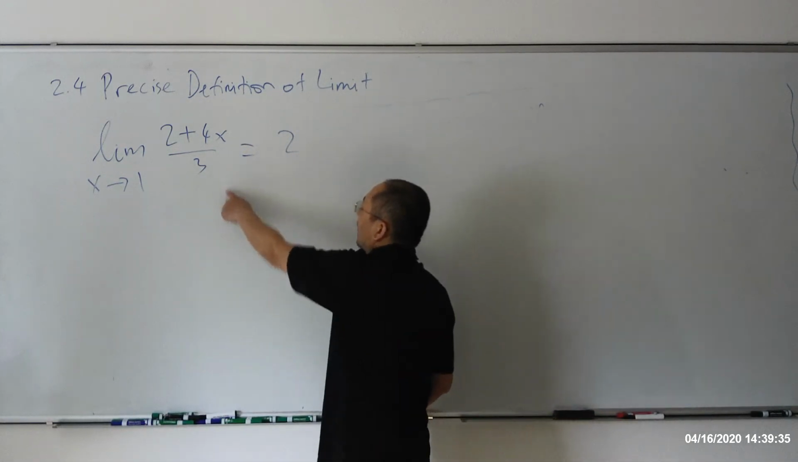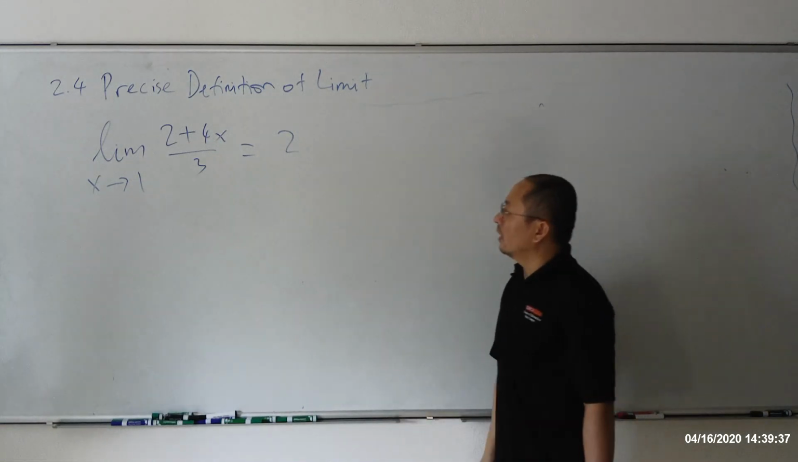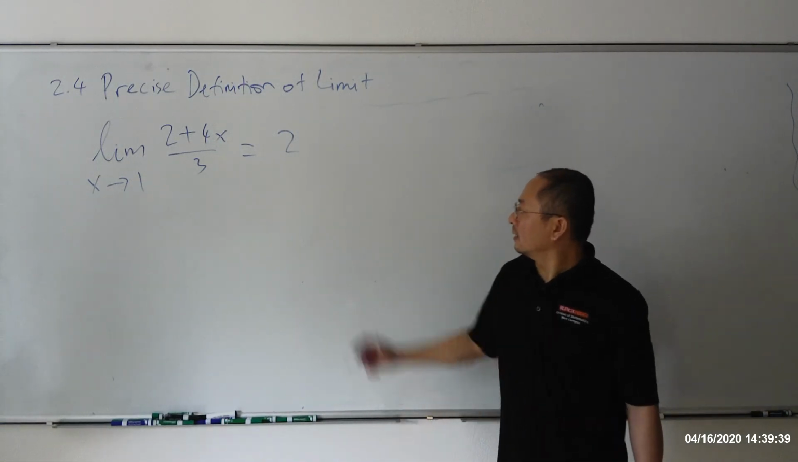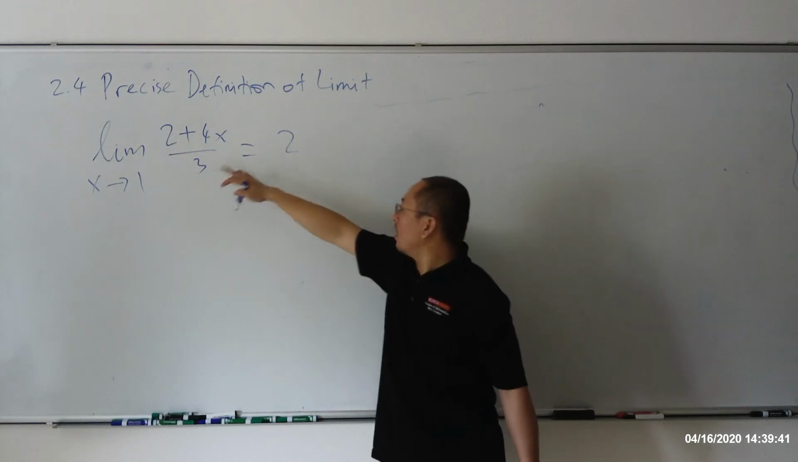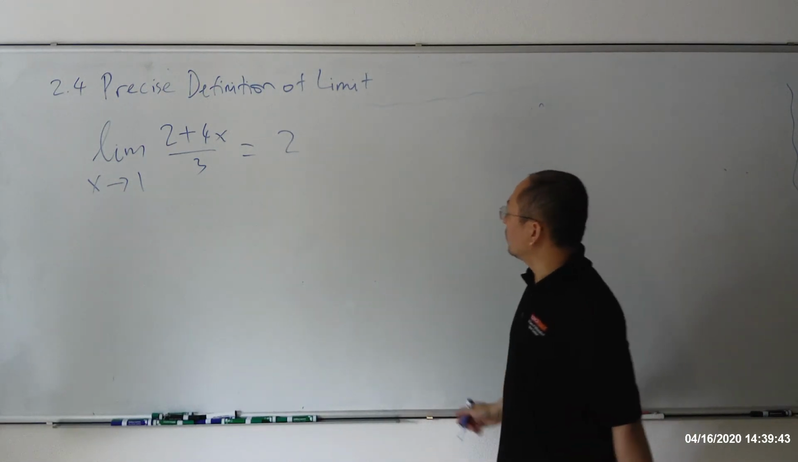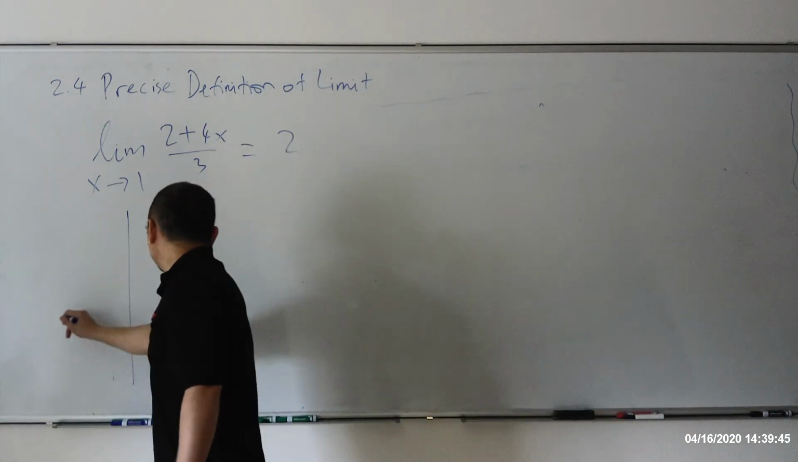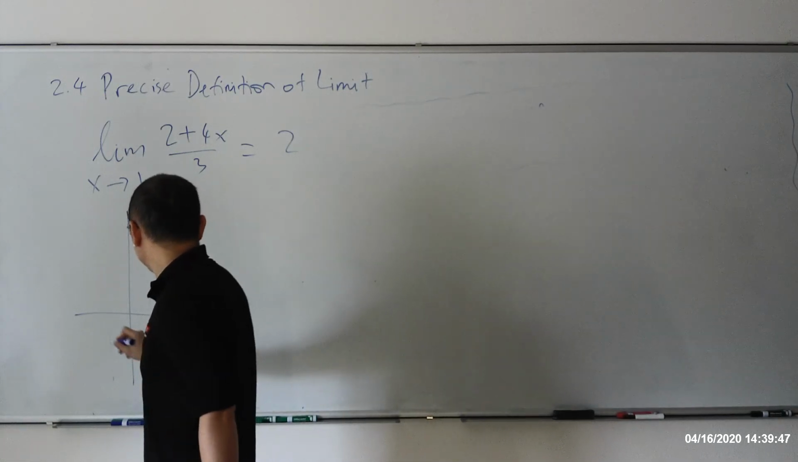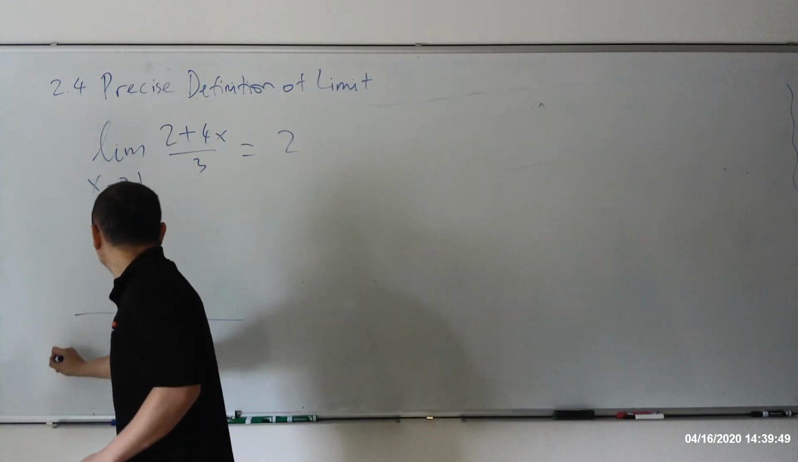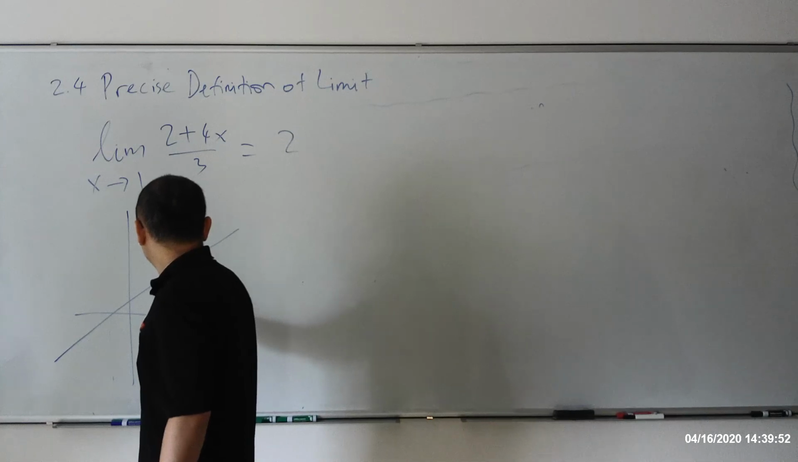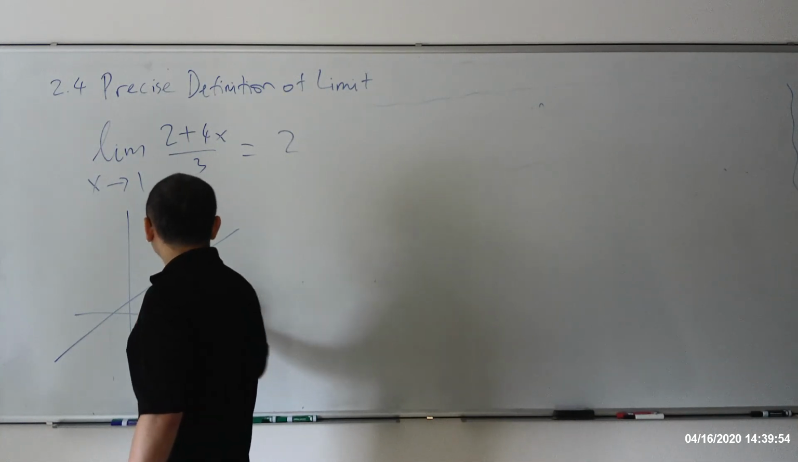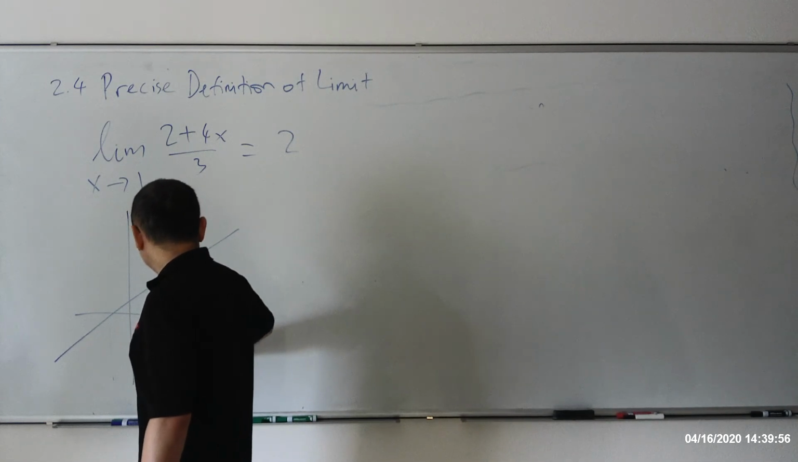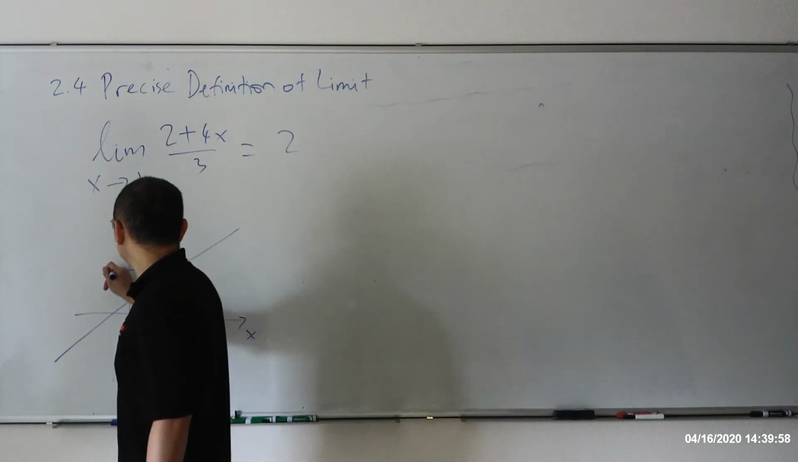Actually, this is a line, right? When x approaches 1, then that function right here, the line is going to get to 2. And let me sketch a graph for you to see it. Okay, the line is going to be like this. It's 2 right here, and 1 right here. x approaches 1, f of x approaches 2.